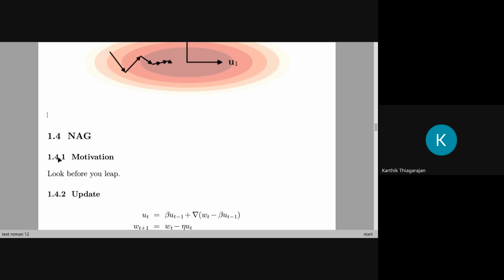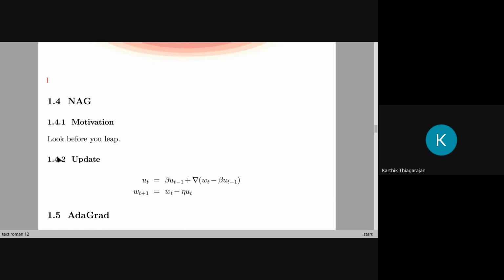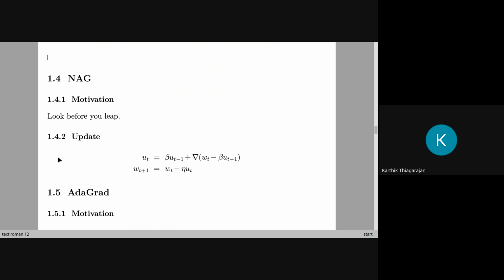Okay, so we'll try our best to understand whatever we can. This NAG is there, right? This look before you leap. You already know that you're going to go to this UT. Is this correct, by the way? Yeah. So you make that update first, and then compute the gradient, and move by eta times UT, right? So that is there. Okay.